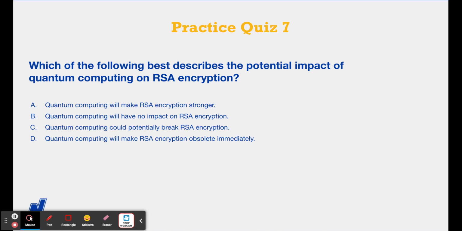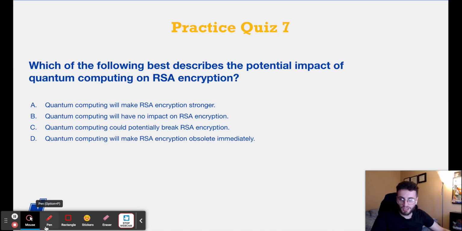The correct answer is C. Quantum computing could potentially break RSA encryption. Quantum computers, when fully developed, have the potential to effectively factor large numbers using Shor's algorithm, thereby breaking RSA's security foundations. However, as mentioned before, this is a future situation, has not been fully realized, and is still considered theoretical right now. So the correct answer, as mentioned, is, let me take out the pen, C. Perfect.